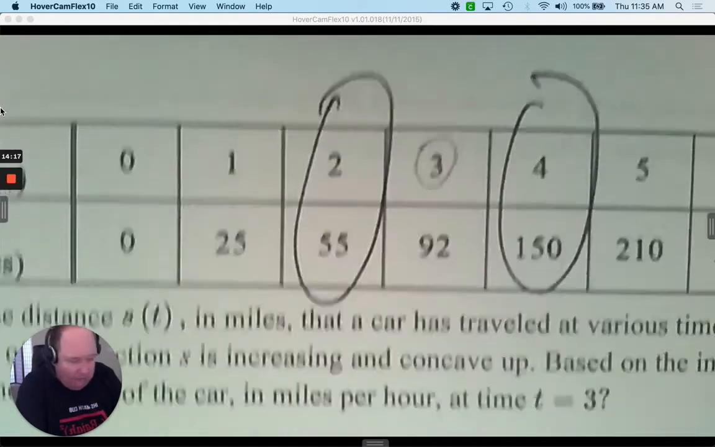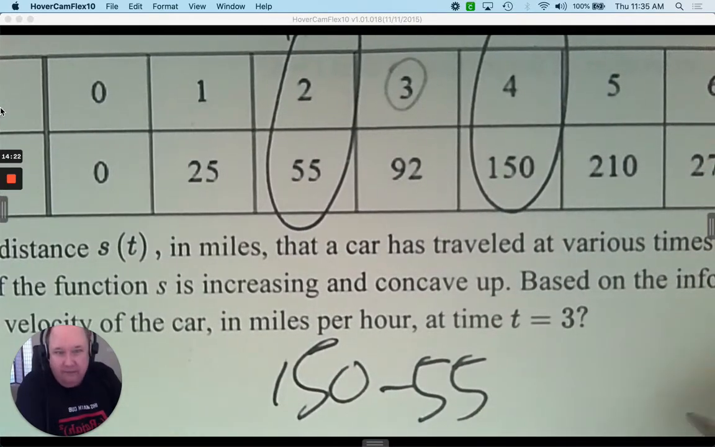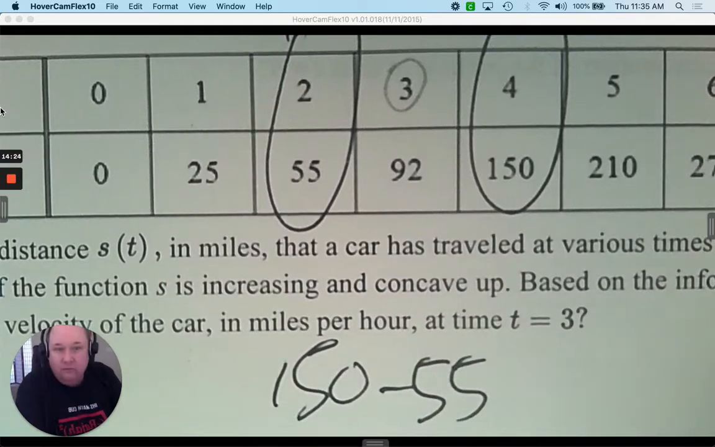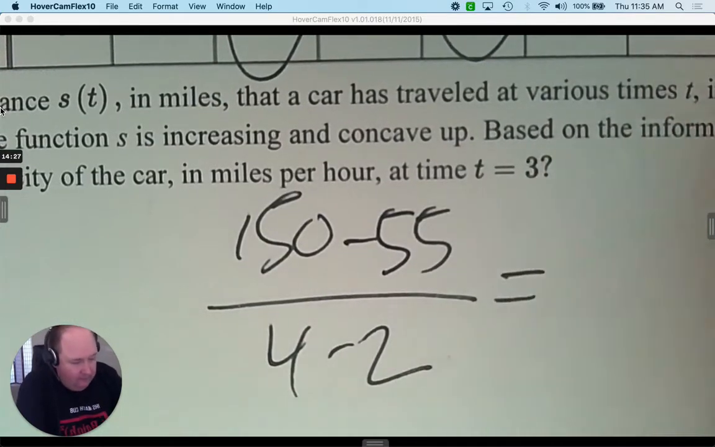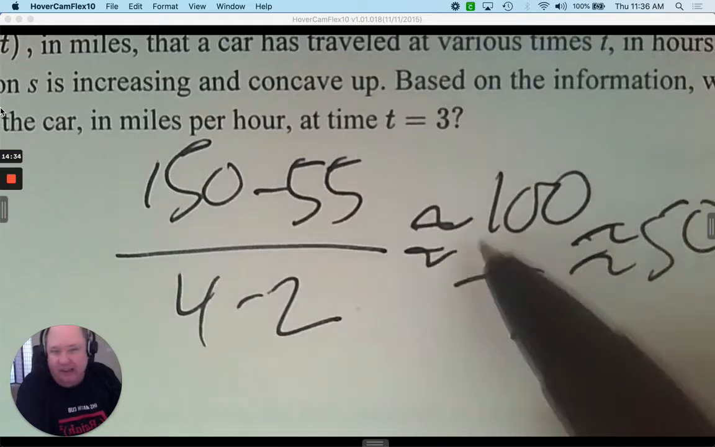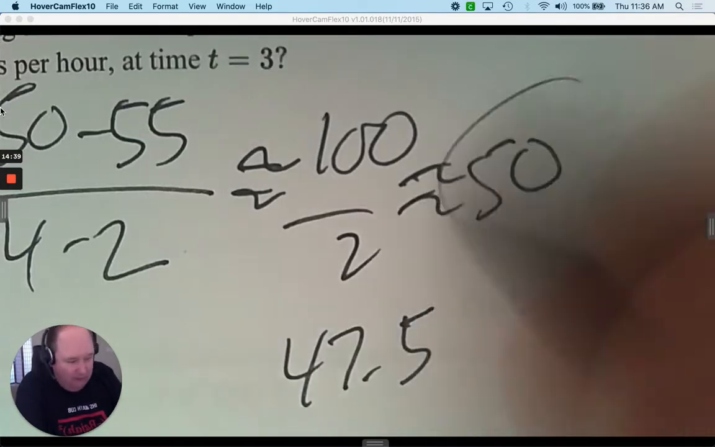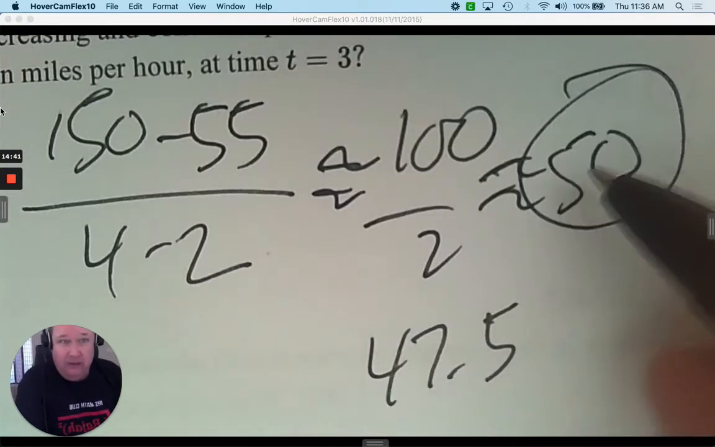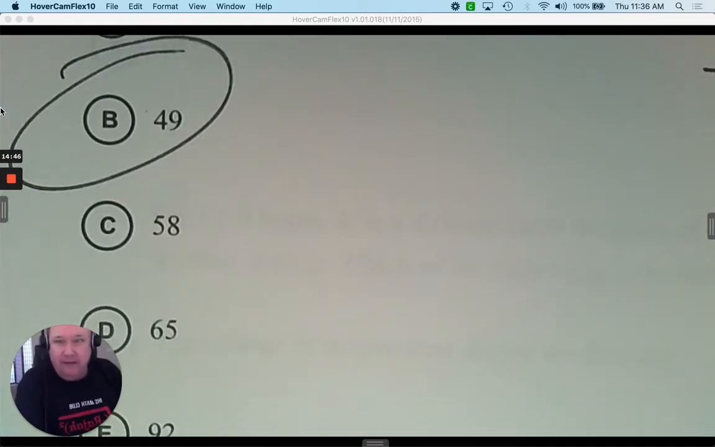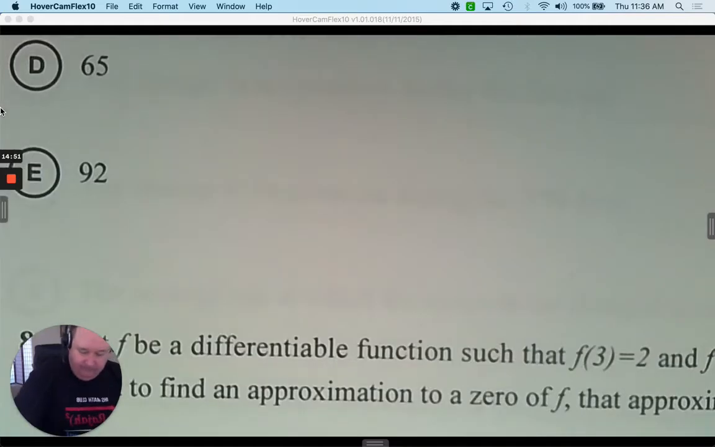How do I find the slope there? So that's 150 take away 55. And that's 4 take away 2. That's what I'm doing. So if I was going to just quickly approximate this, I would say that. It's not quite, right? It's 95 divided by 2, right? But whatever, that's an approximation. It's already an approximation, so why not make it approximate? And then which of these answers is closest to it? And that's a good estimate for the velocity at that time.